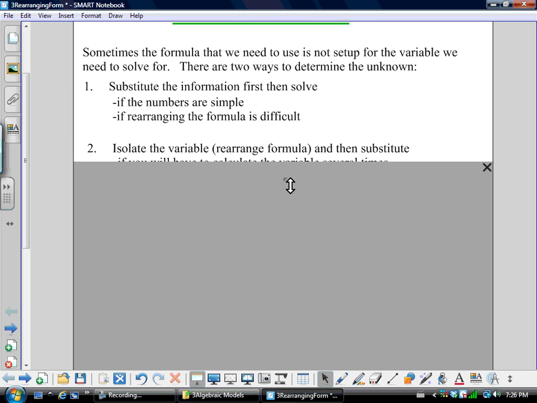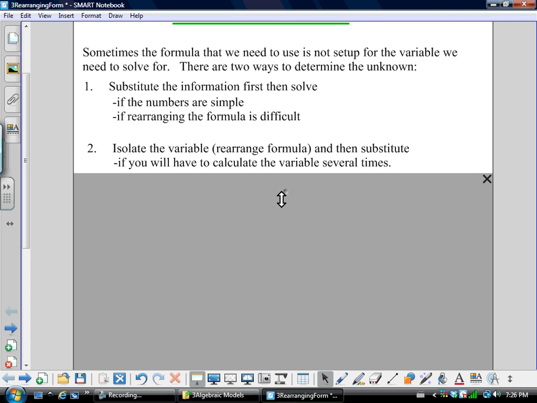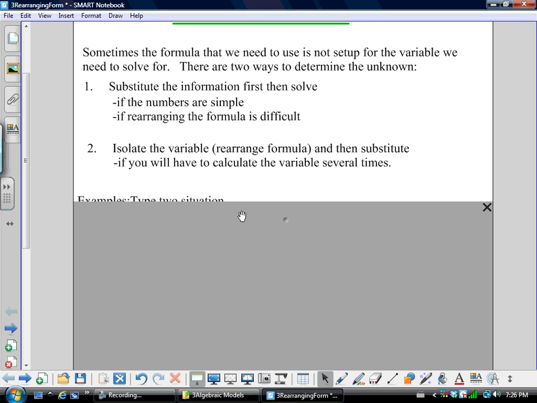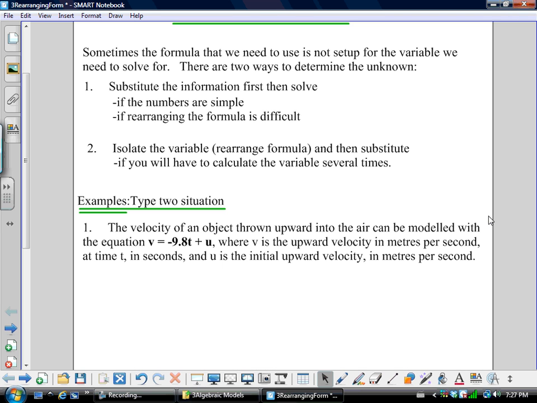The times you would do that would be if you had to calculate something many, many times. Even if I think of the perimeter formula, if I had to calculate the length for many different questions, but I knew the width and the perimeter, it would make sense to rearrange the equation. Okay, so we're going to look at the type 2 question the most. We have one example, and then the next little video will have the second one.